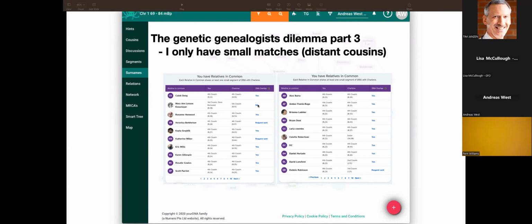This is, like I said, my specific problem, but it has probably been happening to some people as well. If we have matches, actually, very, very small matches. Most people will just say, oh, I have so many matches with 25 centimorgan or more, 30 centimorgan, 40 centimorgan.